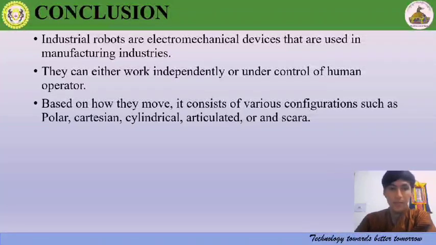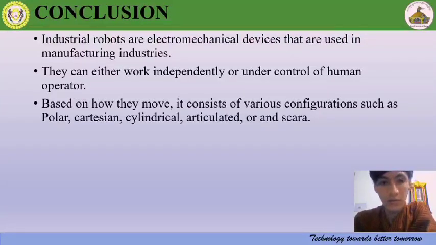Conclusion. To conclude our presentation, industrial robots are electromechanical devices that are used in manufacturing industries. They can either work independently or under the control of a human operator. Based on how they move, they come in various configurations such as polar, Cartesian, cylindrical, articulated, or SCARA. Thank you one and all for listening.